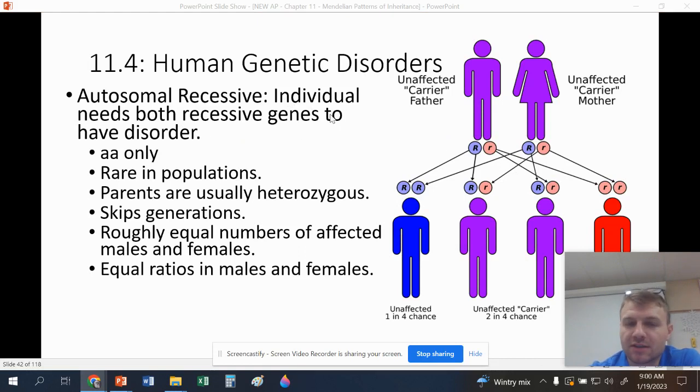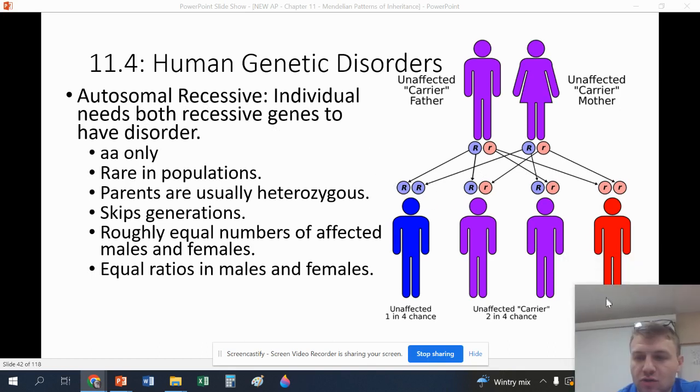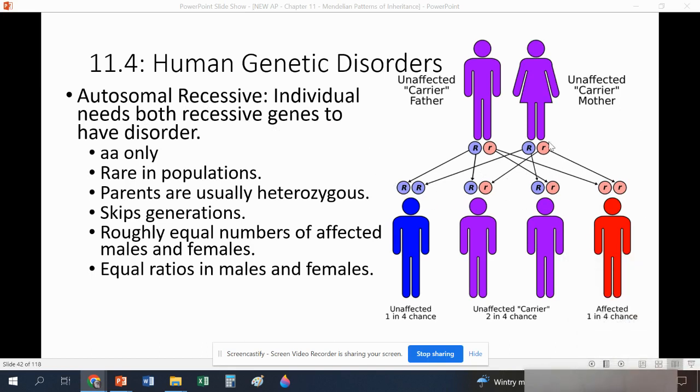In an autosomal recessive disorder, individuals have to receive both recessive genes to be affected. These aren't really Punnett squares, but in our inheritance patterns here, you can see that the only person affected is this person here that has the 2 recessive alleles. These individuals can pop up in a population. That's usually rare, but these will pop up when the parents are heterozygous. That means you have one of each of these alleles.